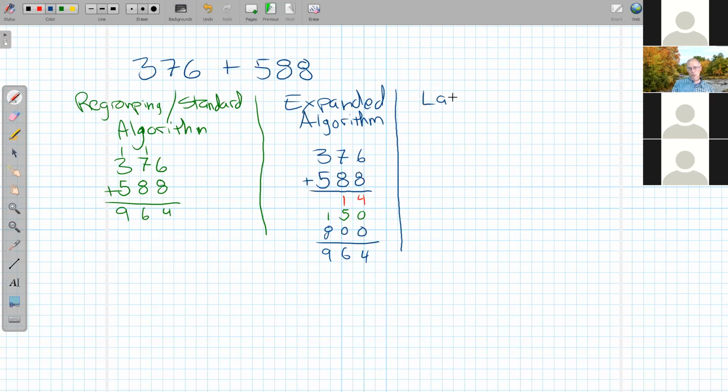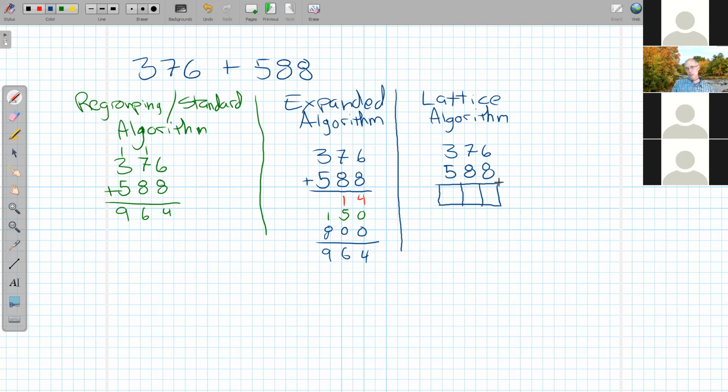This is one of my favorite ones. This is called the lattice method, the lattice algorithm for addition. And we pretty much start the same way. We write 376. Straight underneath, we write 588. But then underneath here, we draw a rectangle. That rectangle then gets split into columns for each place value.